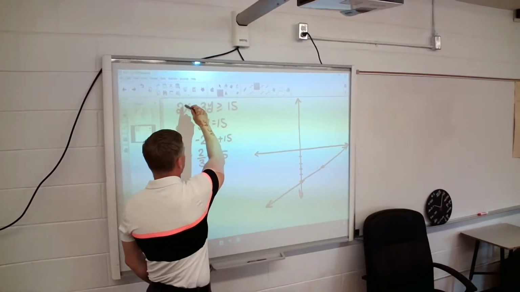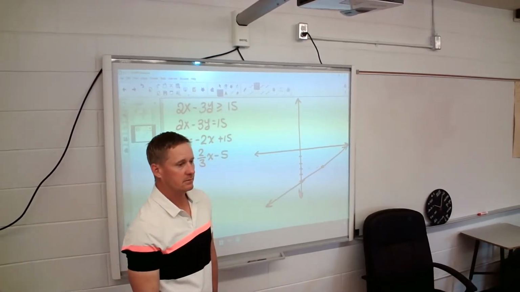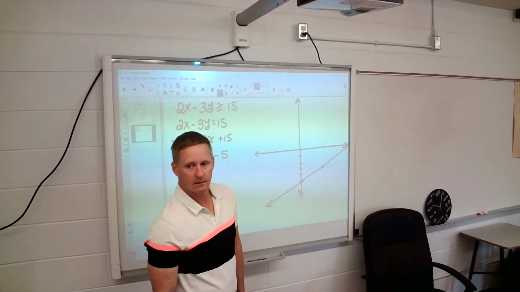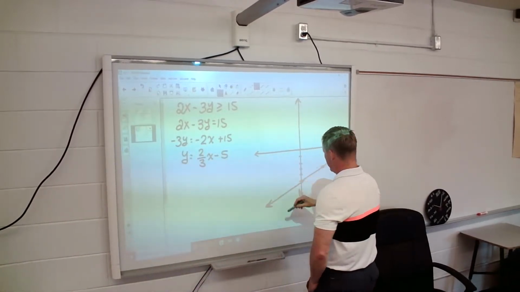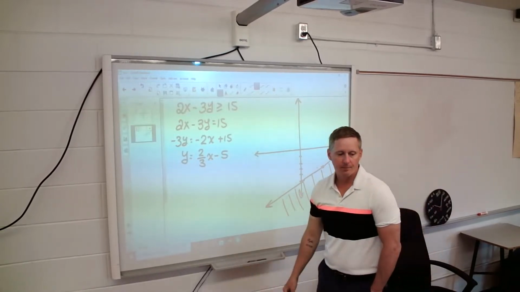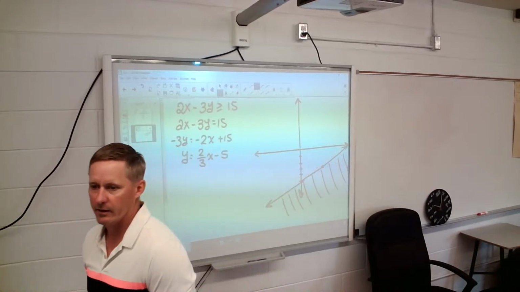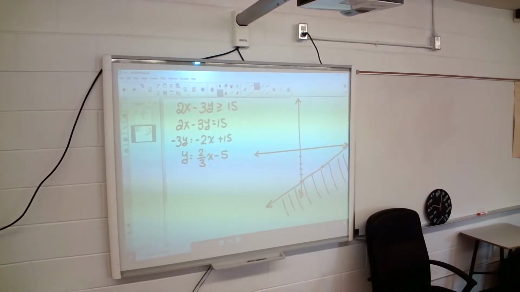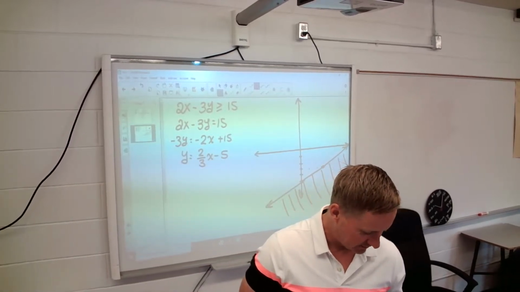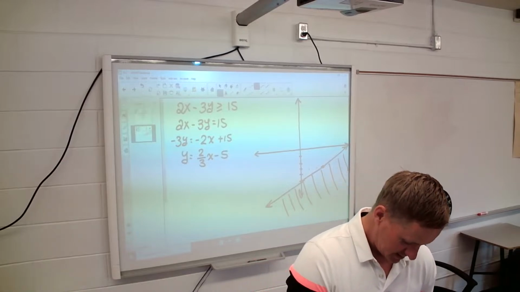So 0 and 0. 0 subtract 0. 0. 0 greater than 15? Yeah. Not my world. Not a part of the solution, 0 and 0, so we shade below the line. I would think math in general is going to be difficult if 0 is greater than 15, but we'll go with it.